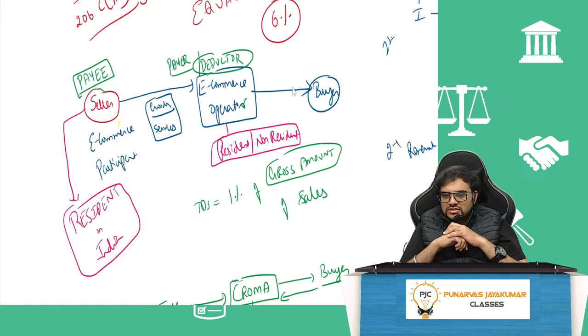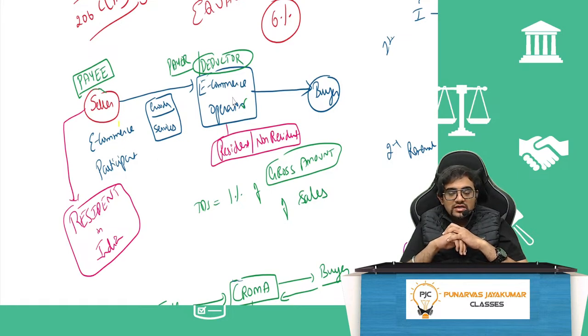Now the question is, the seller is selling goods and services through the e-commerce operator to the buyer. The buyer will pay money and the issue is closed. When the e-commerce operator is giving money to the seller, should he deduct TDS? The answer is yes, under 194O. Mind you, the seller must be a resident in India and he is the payee. What should be transferred here? Goods and services. And the e-commerce operator can be resident or non-resident.